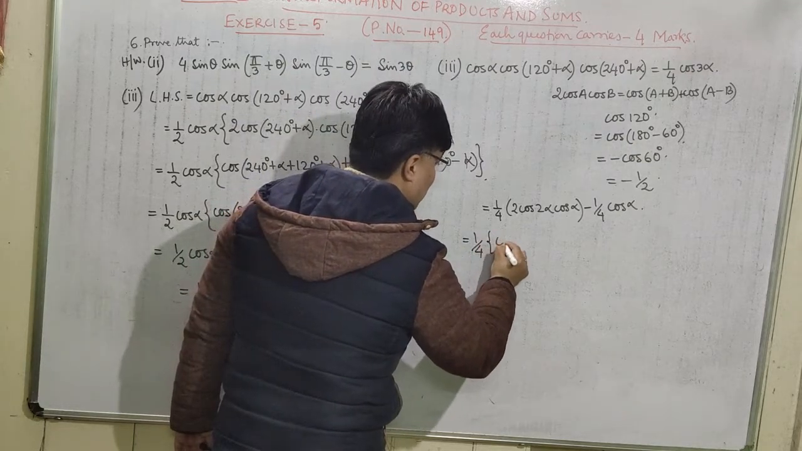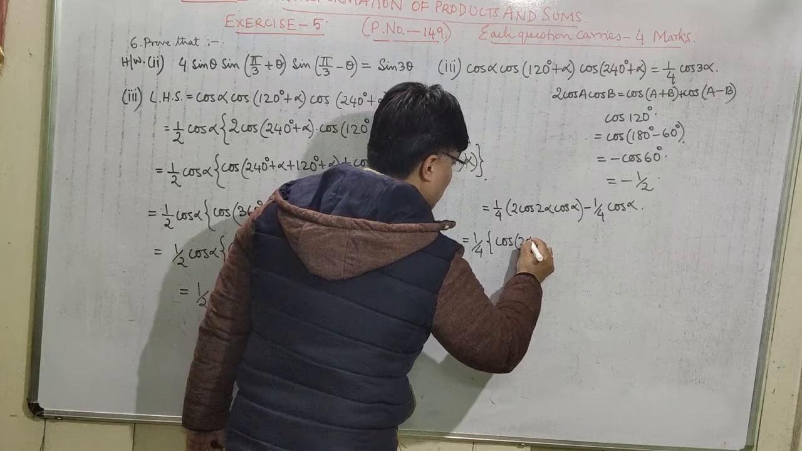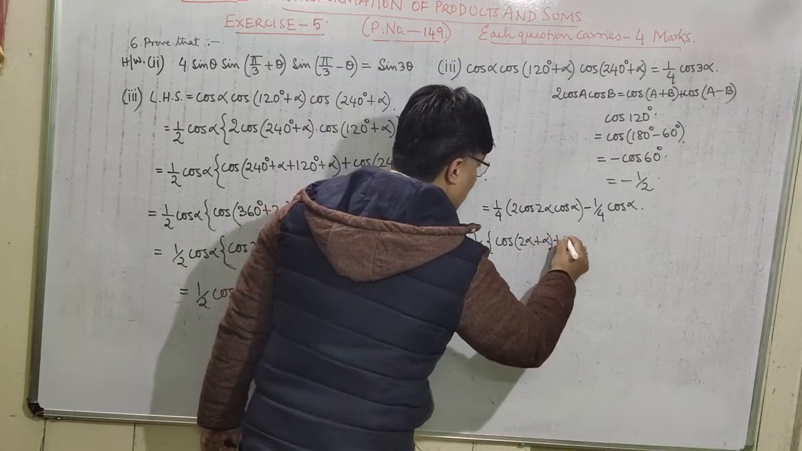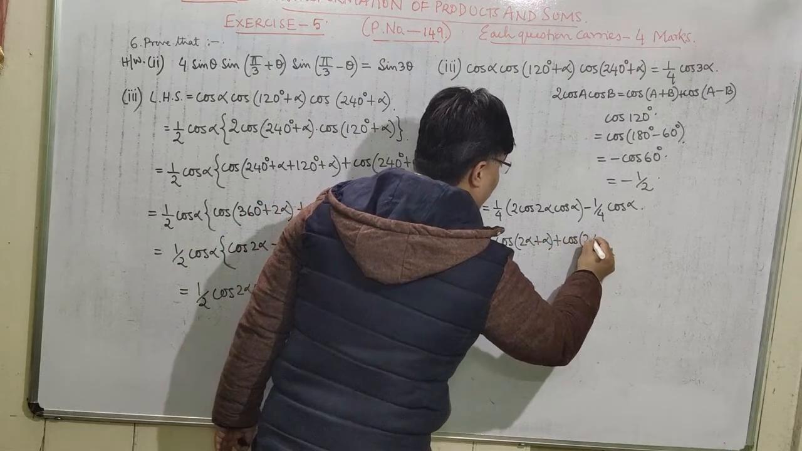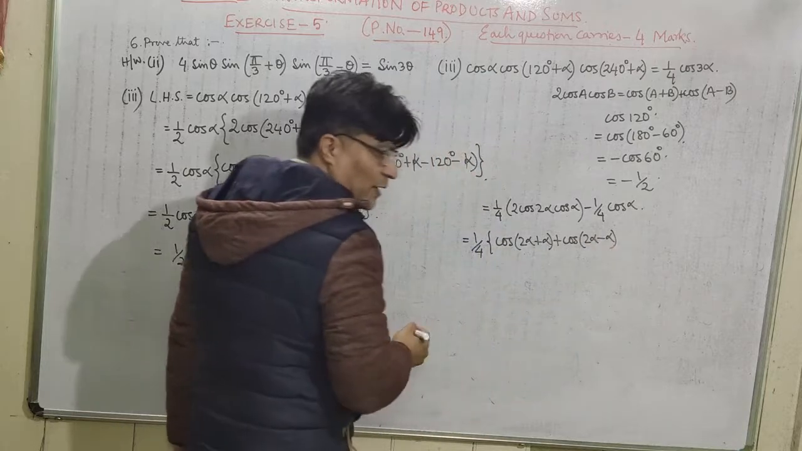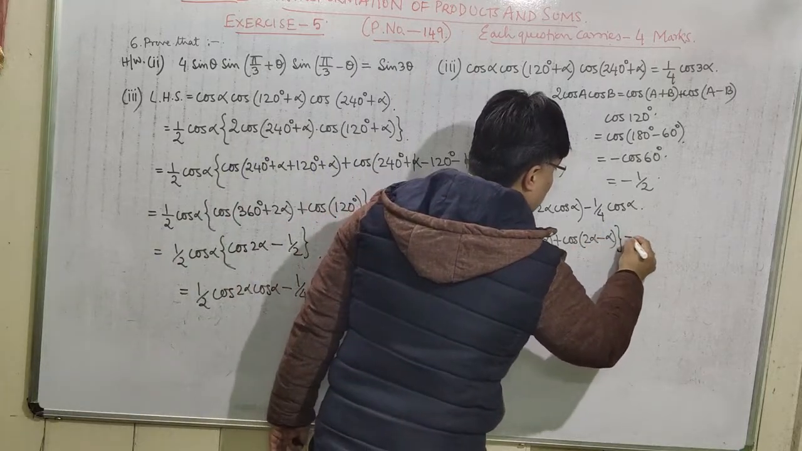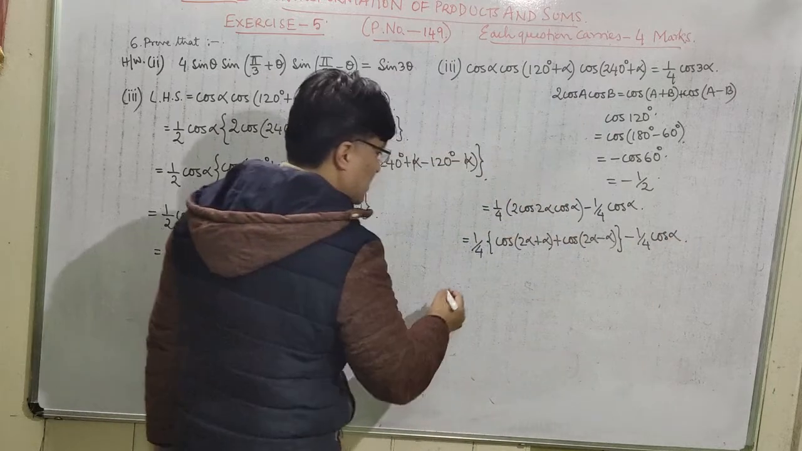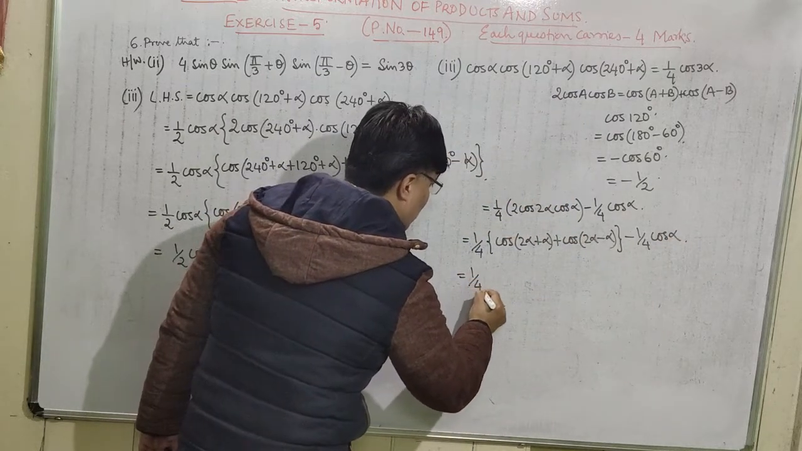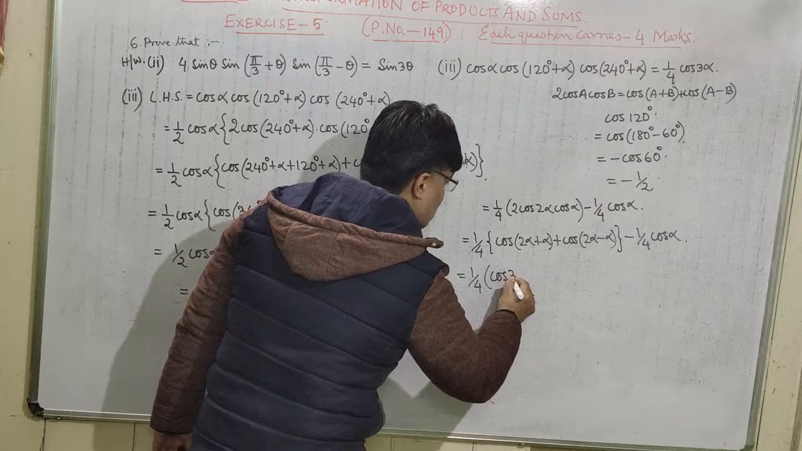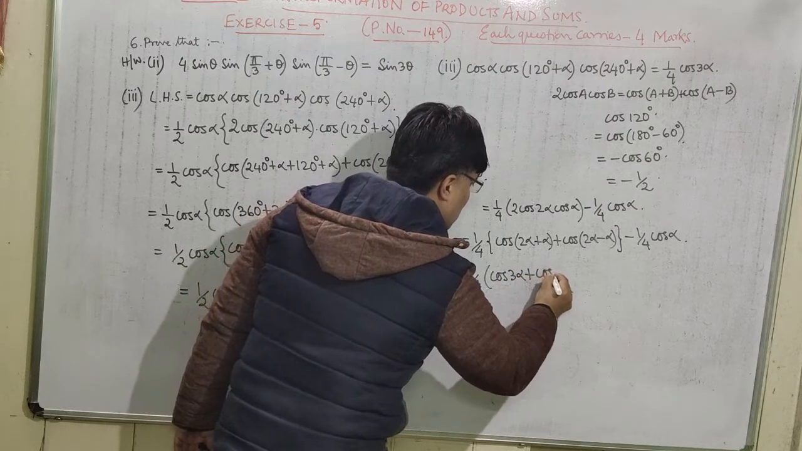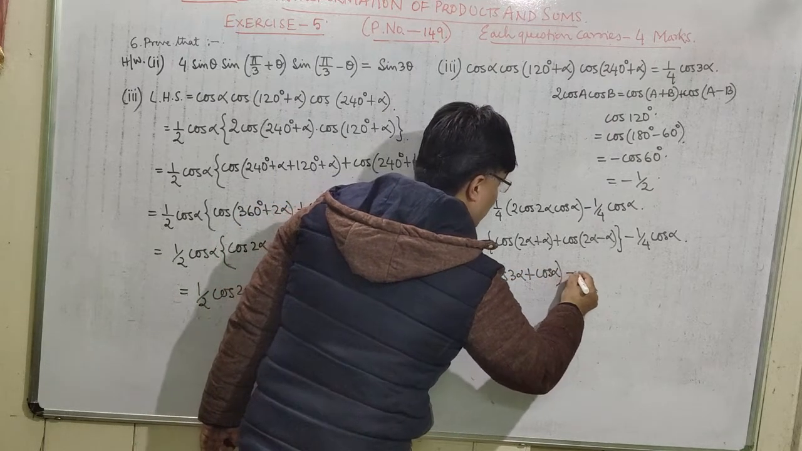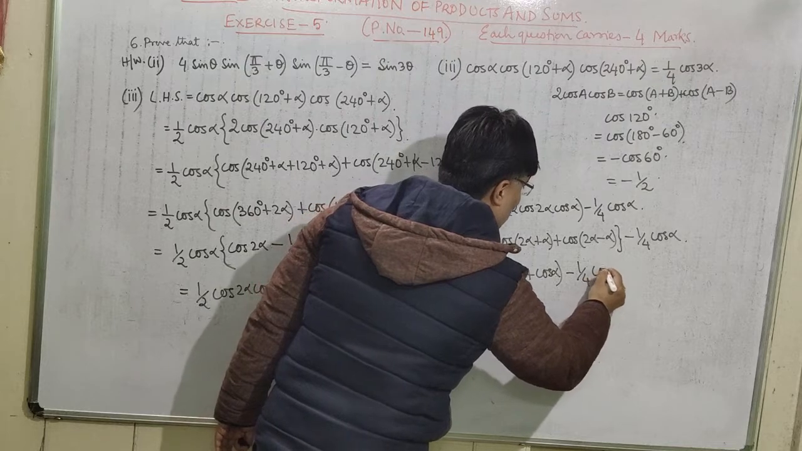Now within second bracket cos of A plus B, 2 alpha plus alpha, cos of A minus B, 2 alpha minus alpha. Second bracket is closed, minus 1/4 cos alpha, right? So which is equal to 1/4 within bracket, this is your cos 3 alpha plus cos alpha, minus 1/4 cos alpha.